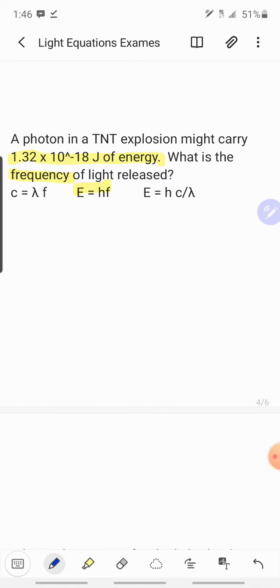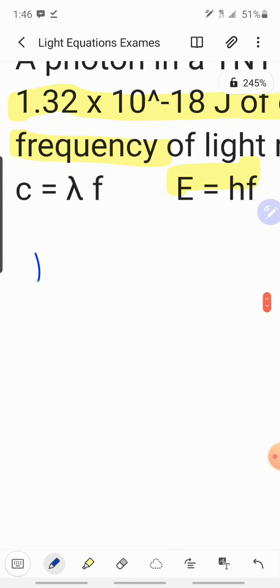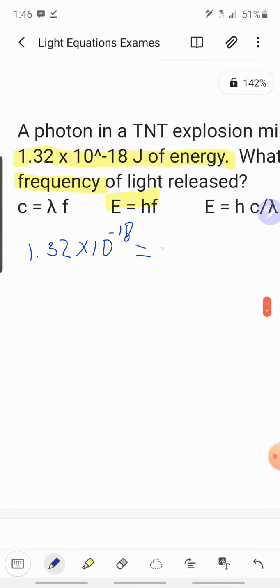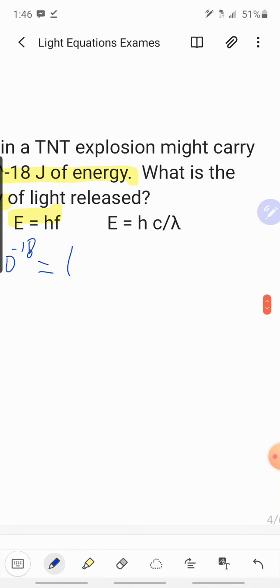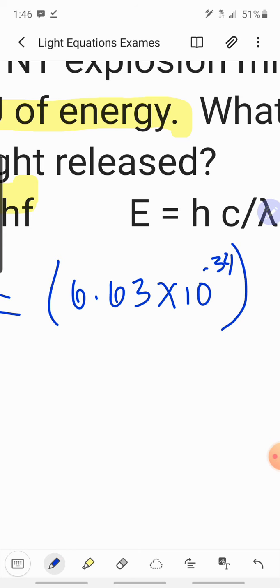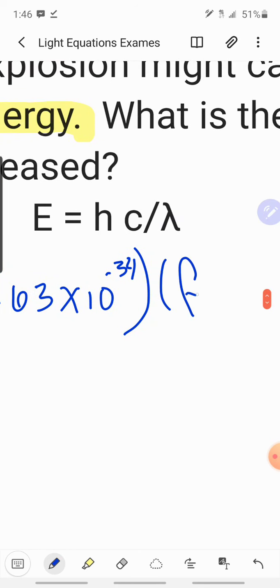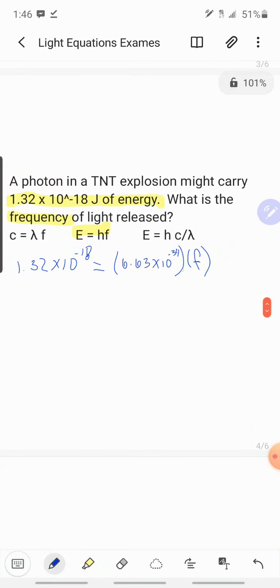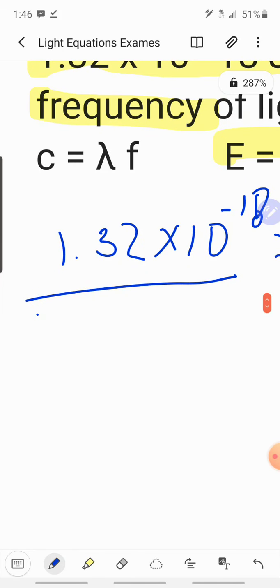So they tell us the energy is 1.32 times 10 to the minus 18 joules. We know that H is a constant, 6.63 times 10 to the minus 34. But we don't know F. That's what they didn't tell us. So now, because we're multiplying on this side, we're going to divide by our Planck's constant, so that we can have F by itself.